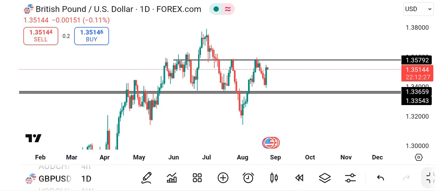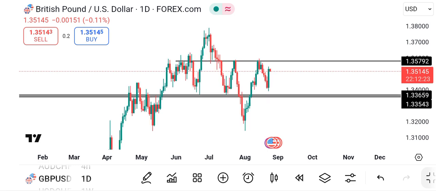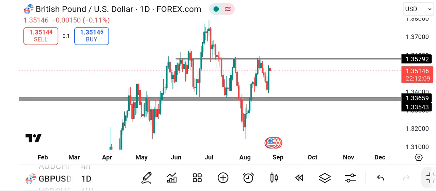And again, let's quickly dive into this week's analysis. We'll be focusing on GBPUSD, USDCHF, AUDCHF, and probably GBPJPY if time permits. First and foremost, we are on GBPUSD right now.